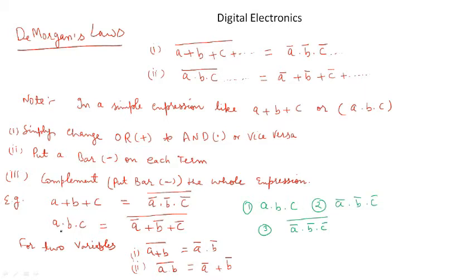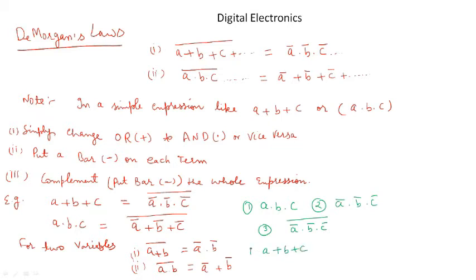Similarly, for the multiplication case, A dot B dot C whole complement is equal to A bar plus B bar plus C bar. Here you see that first we will convert dot into plus, so it will be A plus B plus C.